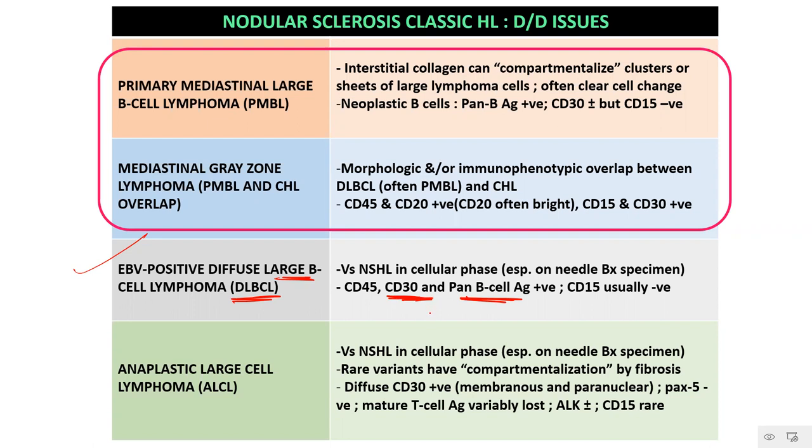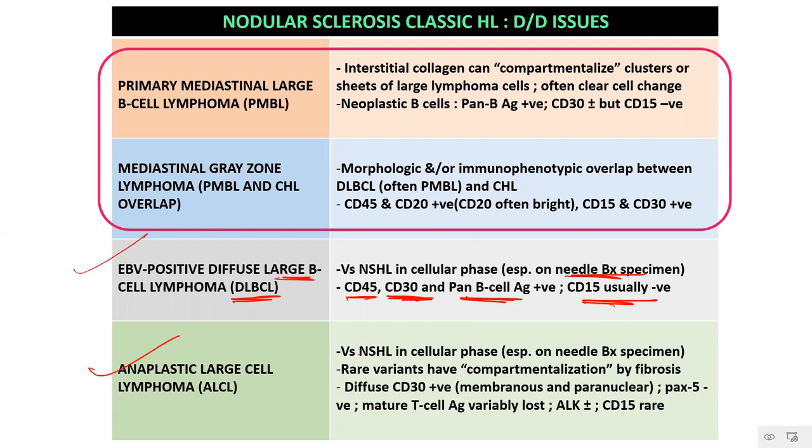CD30, although it is utilized as a positive marker in the case of classic Hodgkin lymphoma, is often expressed in many of the histological mimics of classic Hodgkin lymphoma. Keep that in mind. However, CD15 is usually negative in these cases. And CD45, unlike classic Hodgkin lymphoma, is usually expressed in the case of EBV positive diffuse large B cell lymphoma. Most of the problem happens in the case of needle biopsy, because in a needle biopsy, oftentimes you don't have the adequate representation of the tumoral element, which helps you segregate the two different histotypes.